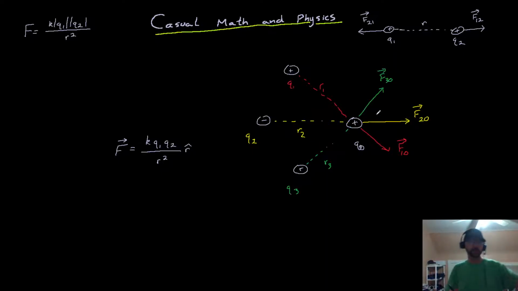then we see that the force of 3 on 0 points at approximately a 45-degree angle. The force of 1 on 0 points in approximately a negative 45-degree angle. Those may or may not be 45, it just kind of looks like it in the picture. I didn't give these angles values. And the force of 2 on 0 looks like it is approximately aligned with the positive x direction.